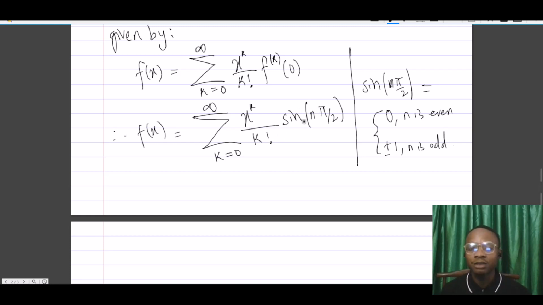We are looking at the implication of this. It won't have any term when n is even. So that means that we don't have to bother with the even cases at all. That is when k is even.